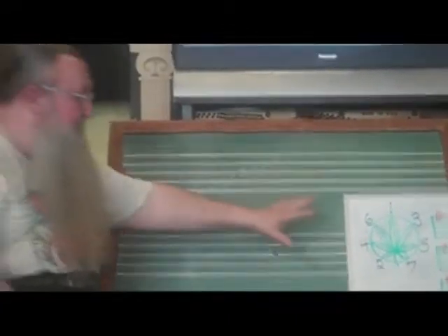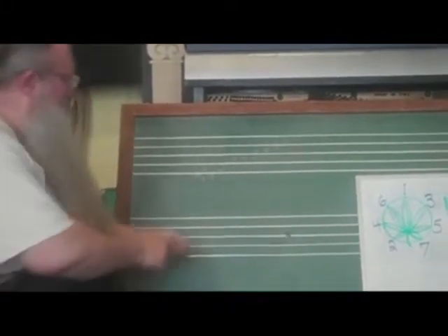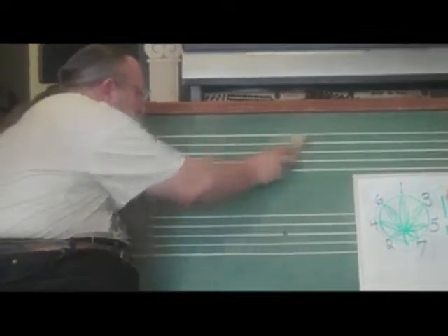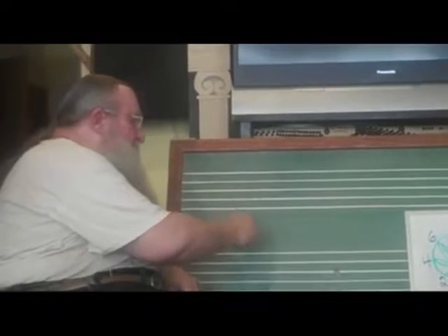Now I can take this number pattern and I can place this on the staff anywhere I want, starting with the number 1 on any line or any space. At first I'm going to do just the lines.